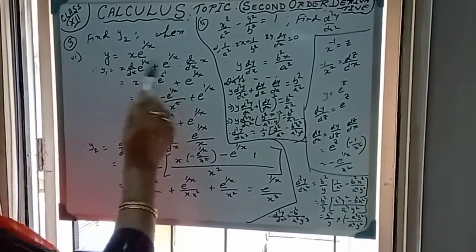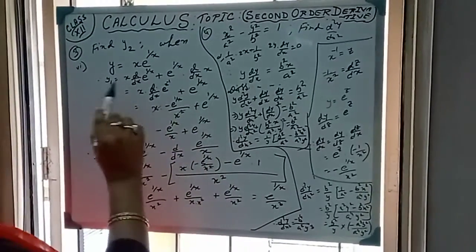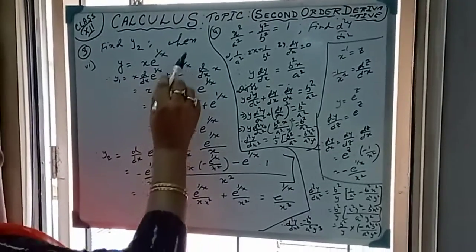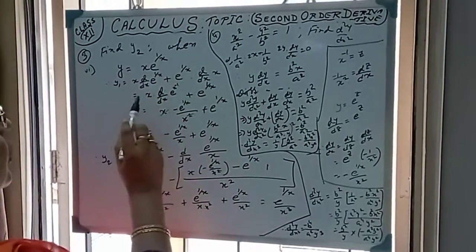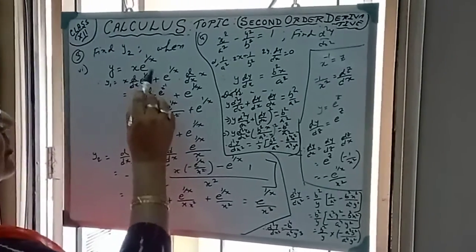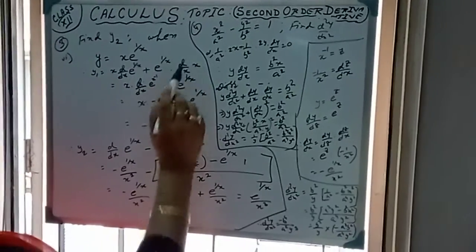So at first we have to find y1, that is dy dx. y1 equals x d dx of e to the power 1 by x plus e to the power 1 by x into d dx of x. Okay, now x into d dx of e to the power 1 by x, means we know x to the power minus 1, plus e to the power 1 by x. Why? Because d dx of x is 1.